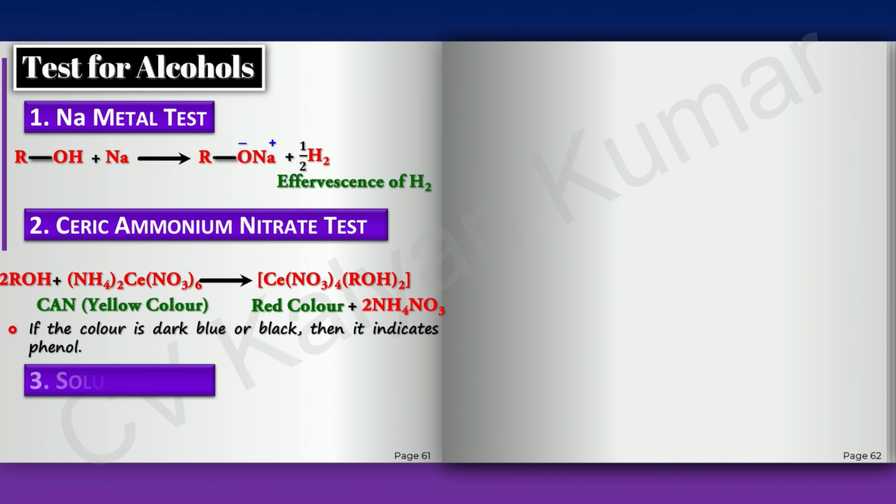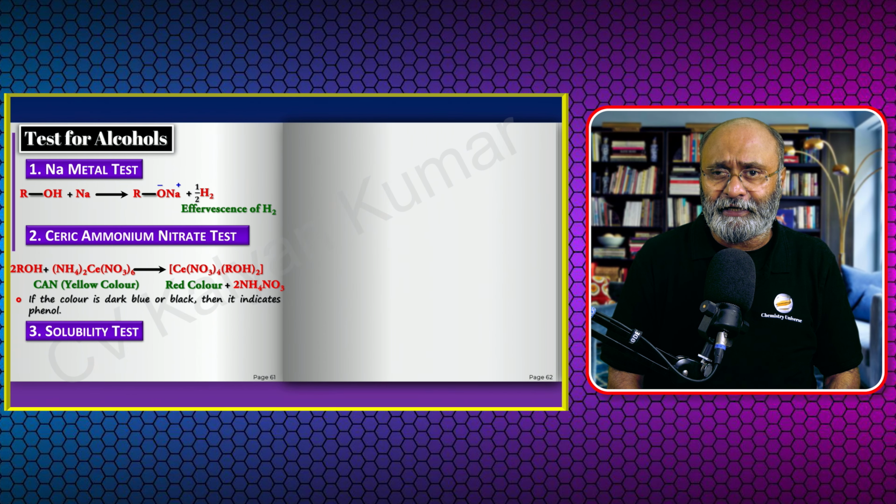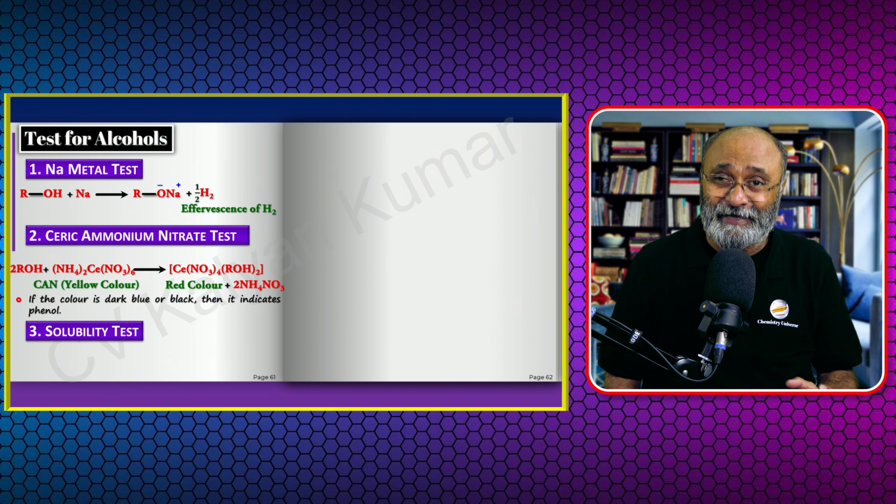Then comes solubility test. Now, alcohols are actually not soluble in water except for the first three and tertiary butanol. So most of the alcohols are insoluble in water. They're insoluble even in NaOH. And the fact that they're insoluble in NaOH implies very clearly that they cannot be soluble in water, because NaOH is a lot more basic than water. And if that cannot take the acidic H from alcohol and make it soluble, water definitely cannot.